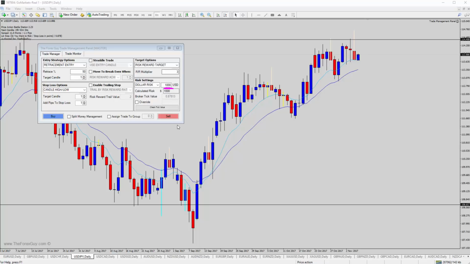So I'm going to risk $1,000 in this trade, and the panel is going to actually calculate the lot size for me for this trade configuration. So when I tell the panel what to do, like how to set the trade up, it'll say, okay, he wants to risk 1,000. Okay, we click buy or sell, and it will set it all up for me.